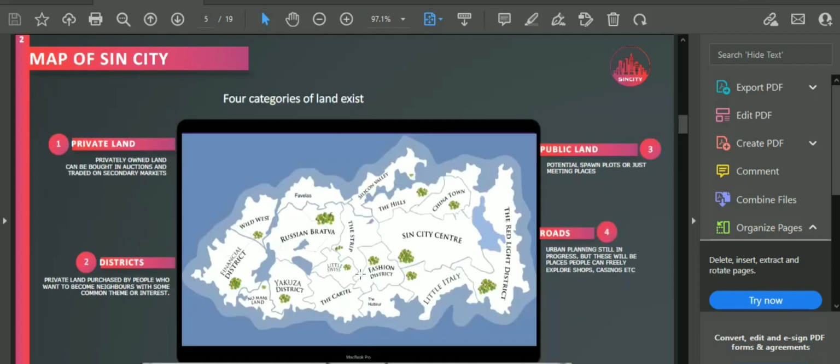Here is an amazing map presenting the perfection of Sin City. Private land, public land, roads, districts, and everything has been demonstrated in this map.